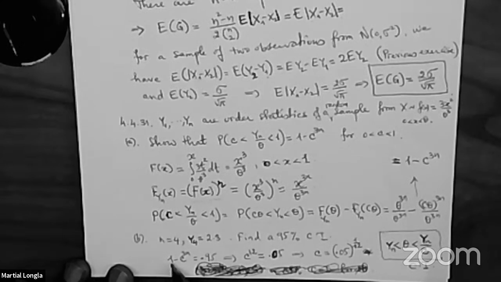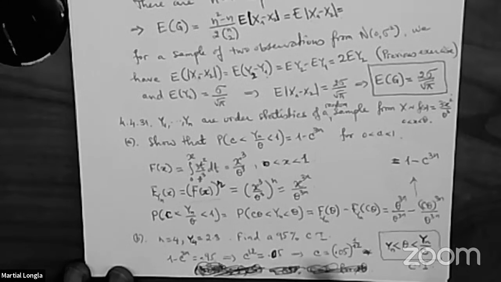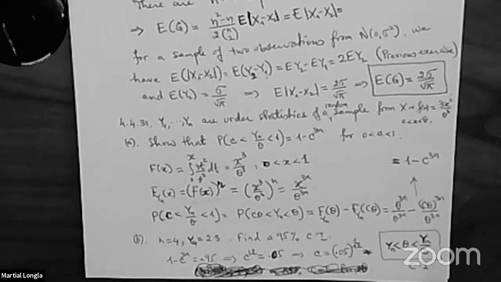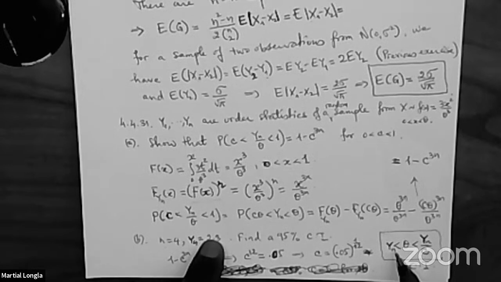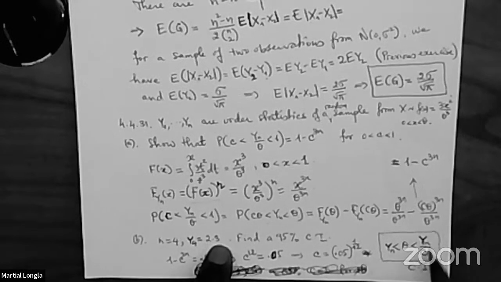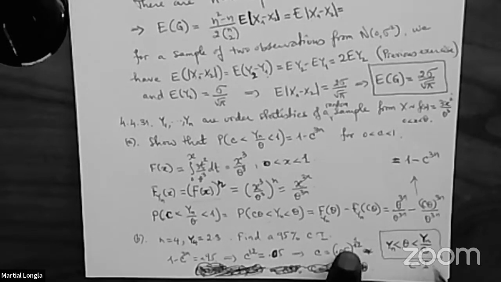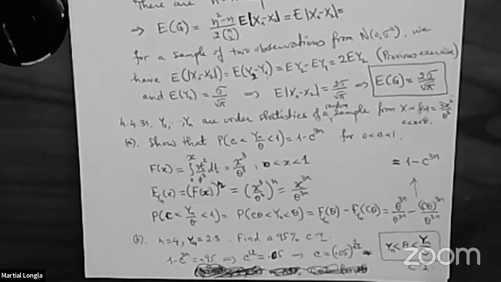So you're solving 1 minus c to the 3n equal 0.95. So you get the value of c, and you put that here, and you have your confidence interval, where yn is the 2.3 you have here, and c is what you just got here. Questions for this problem?